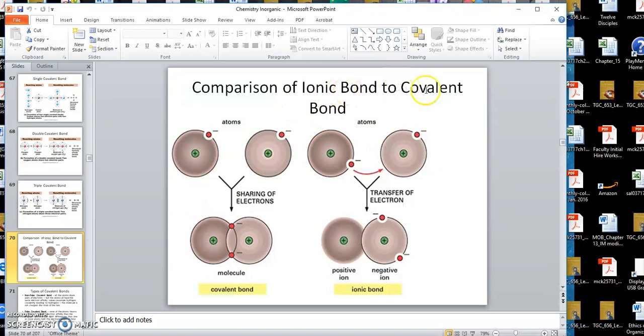Here's the comparison of ionic bond to covalent. In this case, you're sharing electrons, and in this case, on the ionic, you literally are stealing them. And the only reason that you don't separate is because now you have this opposition in charge that you would have, negative to positive.